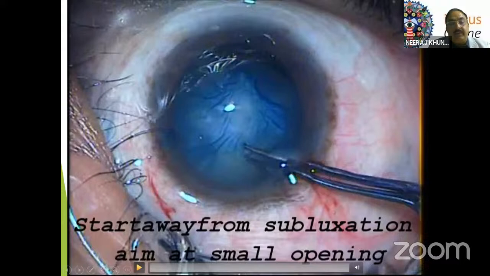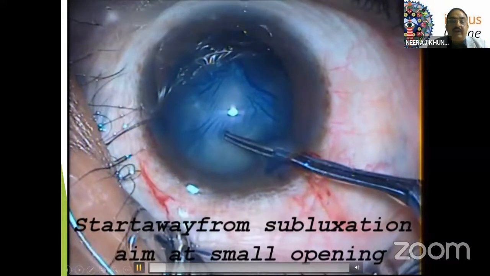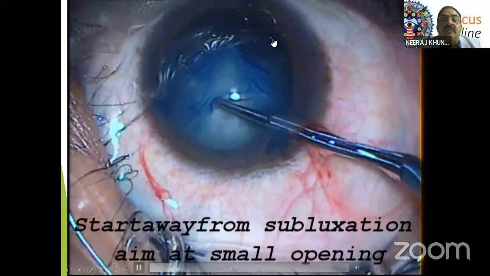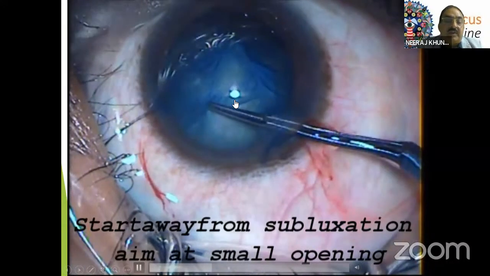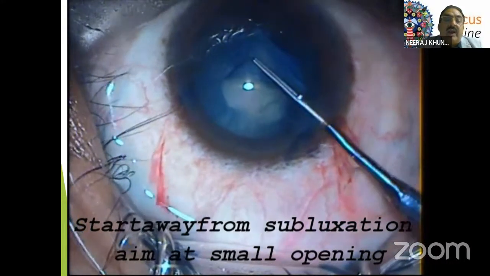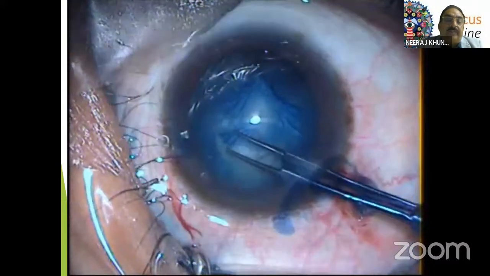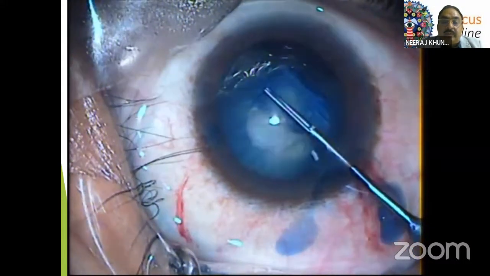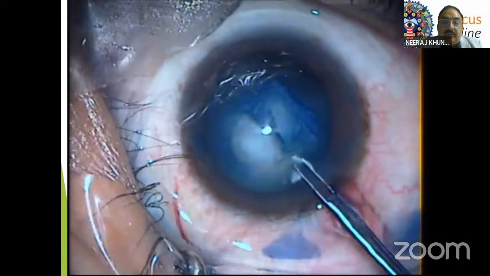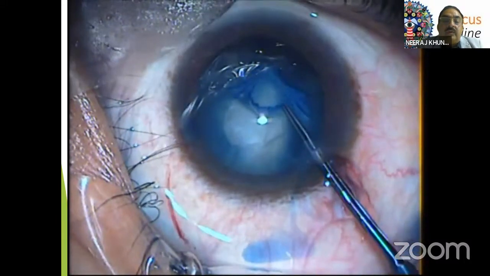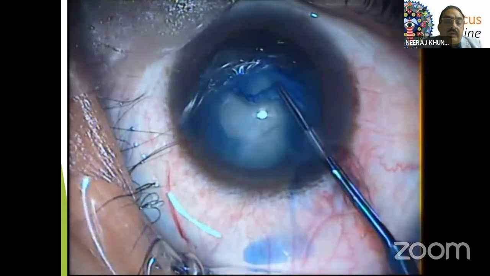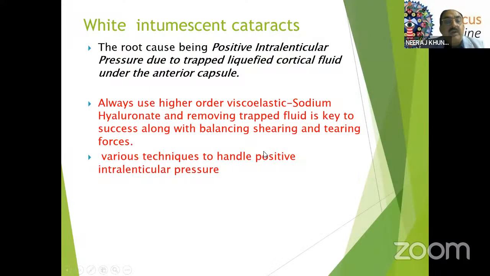So you can see here that this is the subluxation, we are starting away from the subluxation and trying to make a smaller rhexis here. This is how the rhexis is completed.